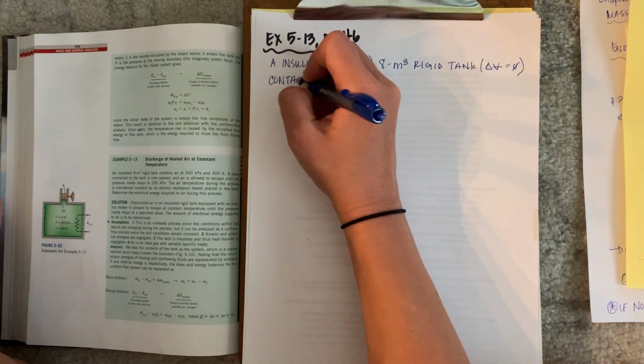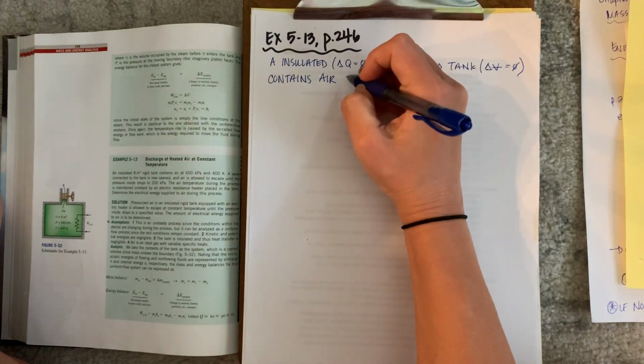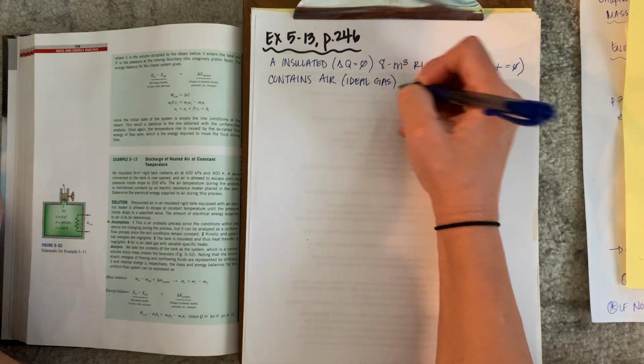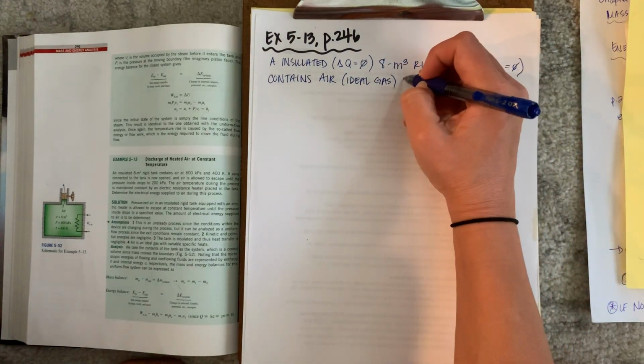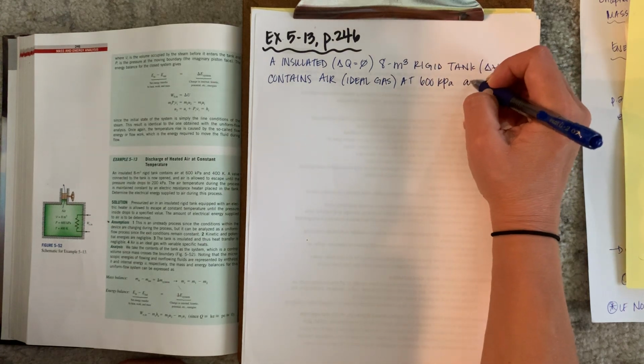Contains air. So this should tell you that we have an ideal gas, or something close to an ideal gas. We're going to use the ideal gas law at 600 kilopascal and 400 degrees Kelvin.